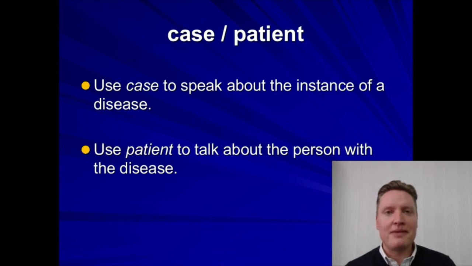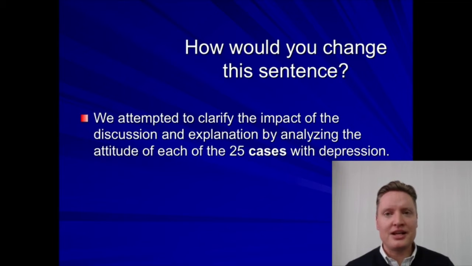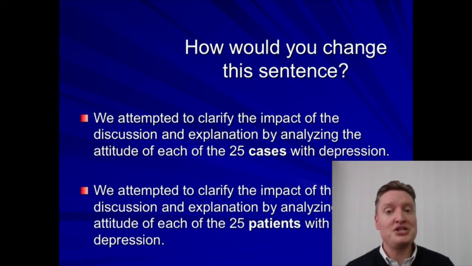The last thing I want to talk about is case and patient. Now, when we talk about a case, we talk about the instance of the disease. But when we talk about a patient, we talk about the person with the disease. Here's an example of this. We attempted to clarify the impact of the discussion and explanation by analyzing the attitude of each of the 25 cases with depression. Now, cases can't have depression. People can have depression, or patients with depression would be correct here.